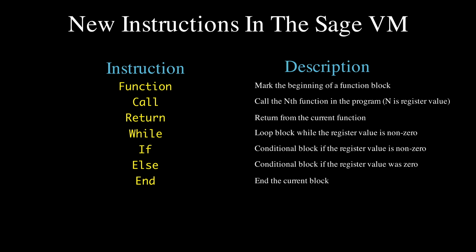The while instruction functions identically to the left square bracket from the last machine, allowing the caveman to loop over a block of code while the register values are non-zero. The if and else instructions allow the caveman to make one-time decisions about which block of code to execute. And finally, the end instruction marks the end of a block of code.